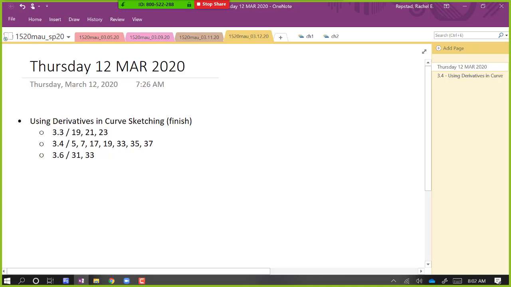Okay. So our plan for today is to finish, or I don't know if we'll finish, keep working on the section on curve sketching. Before we do that, are there any questions?